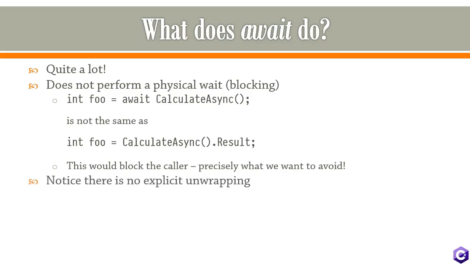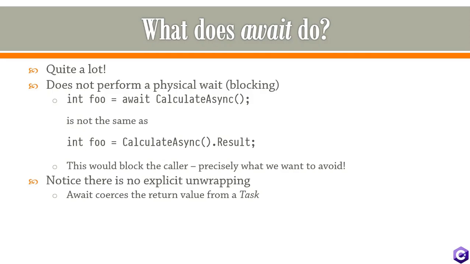An interesting thing to note is there is no explicit unwrapping here. So await, even though it gives you a Task of T, actually coerces that value from the task. So you can say int foo equals await CalculateAsync, even though CalculateAsync actually returns a task. So await gives you the value of the task result.